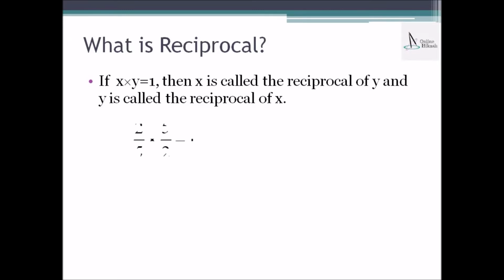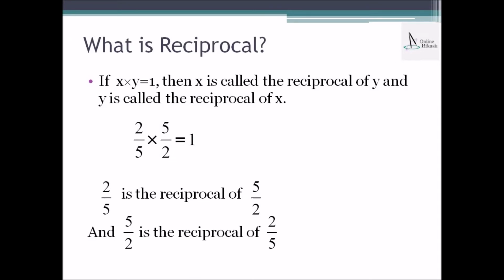You will see this example. 2 by 5 multiplied by 5 by 2 equals 1. If you see the factors, 2 by 5 and 5 by 2, when you multiply them, 2 and 2 get cancelled, 5 and 5 get cancelled. So what is left? Only 1. So 2 by 5 is the reciprocal of 5 by 2, as well as 5 by 2 is the reciprocal of 2 by 5.